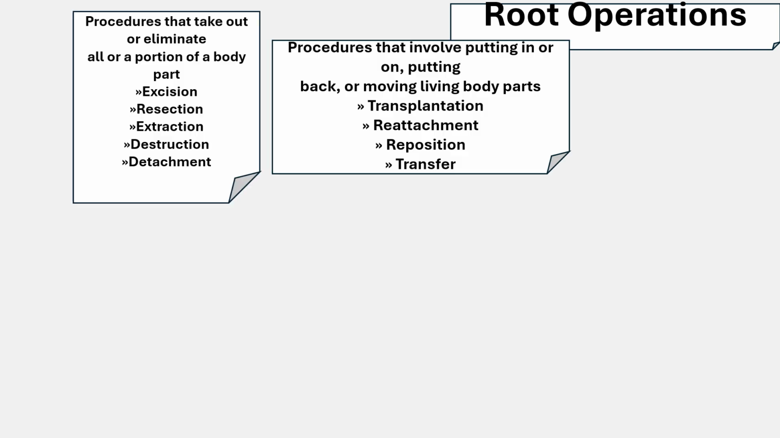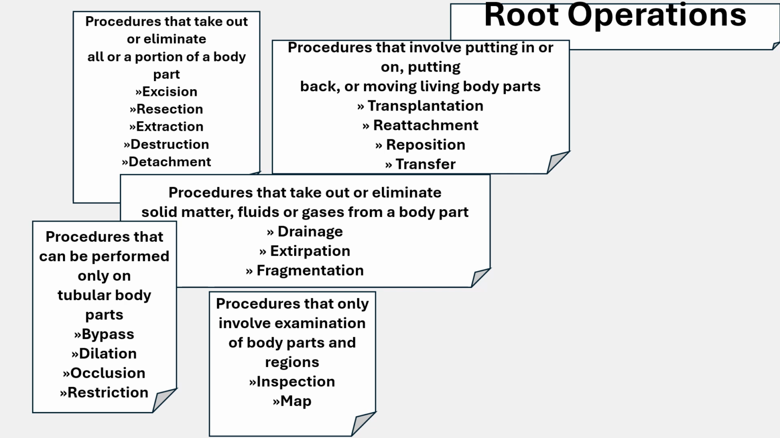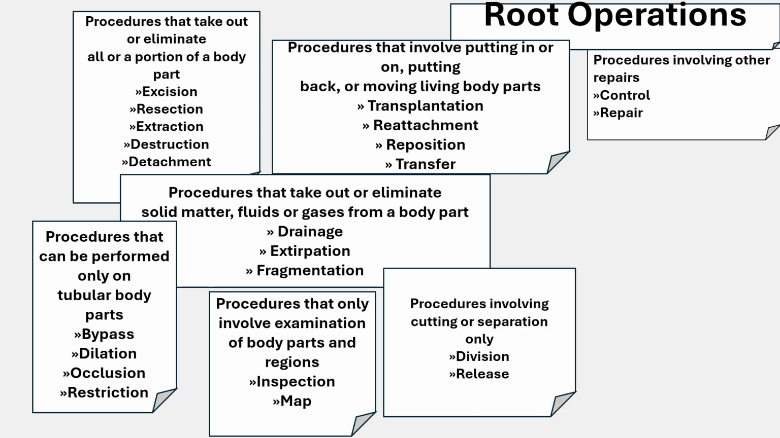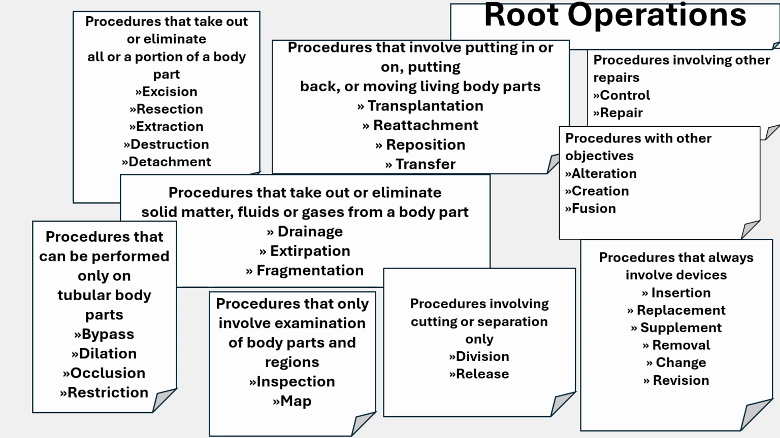Root operations are broken into 9 groups with a total of 31 different operations. For example, procedures that can be performed only on tubular body parts include bypass, dilation, occlusion, and restriction. Another example is procedures involving cutting or separation only, which include division and release.